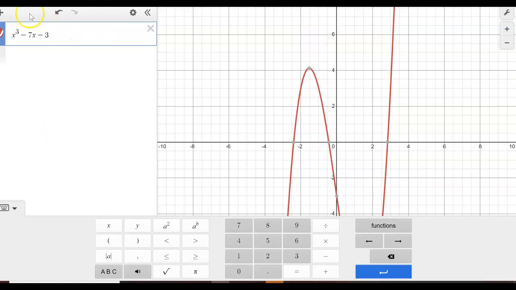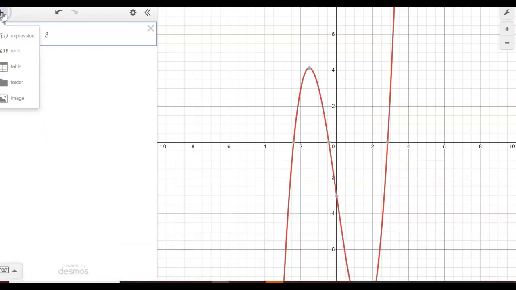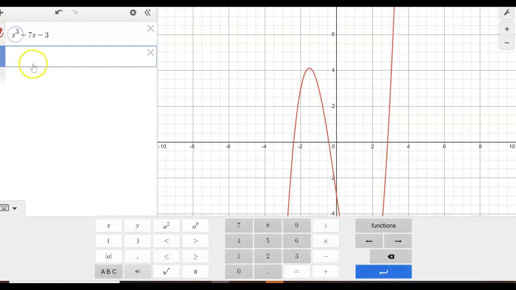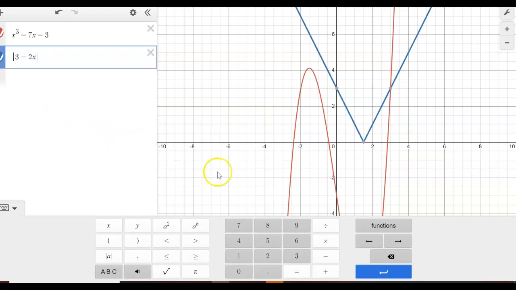And then I'm going to hit this plus sign over here, get one more expression to show up, and then I'm going to put in my absolute value, which if you look over here, you can see right here are some absolute value bars, and I'm just going to type in 3 minus 2x, like that. And I'm looking for where these two shapes meet.